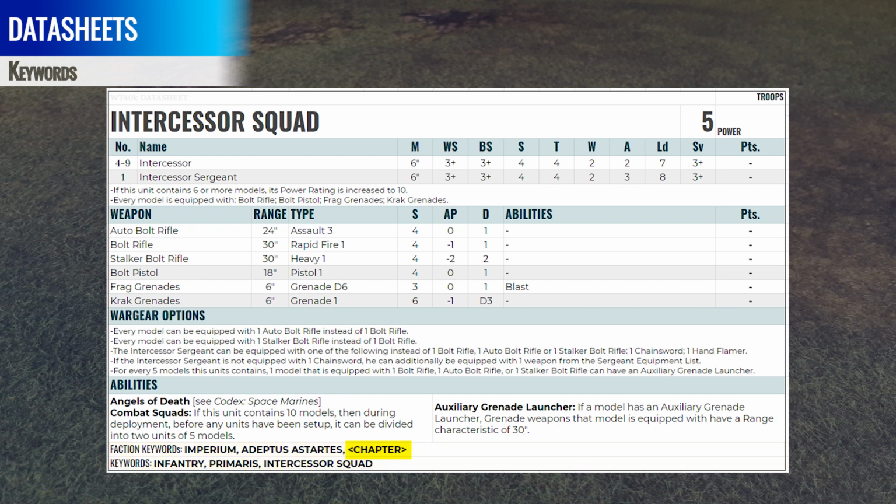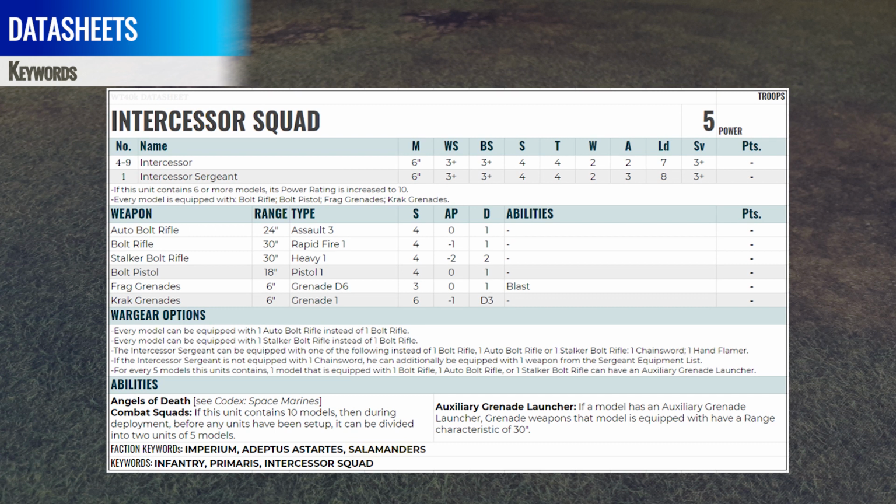Sometimes a unit's datasheet will have a subfaction tag in brackets, indicating that this is to be defined by the player. In the case of my Space Marine army, I replaced the chapter keyword with the Salamanders keyword on my units' datasheets. Since all the units in my army have the Salamanders keyword, it's considered a Salamanders army, and is now valid for a variety of Salamanders specific rules.